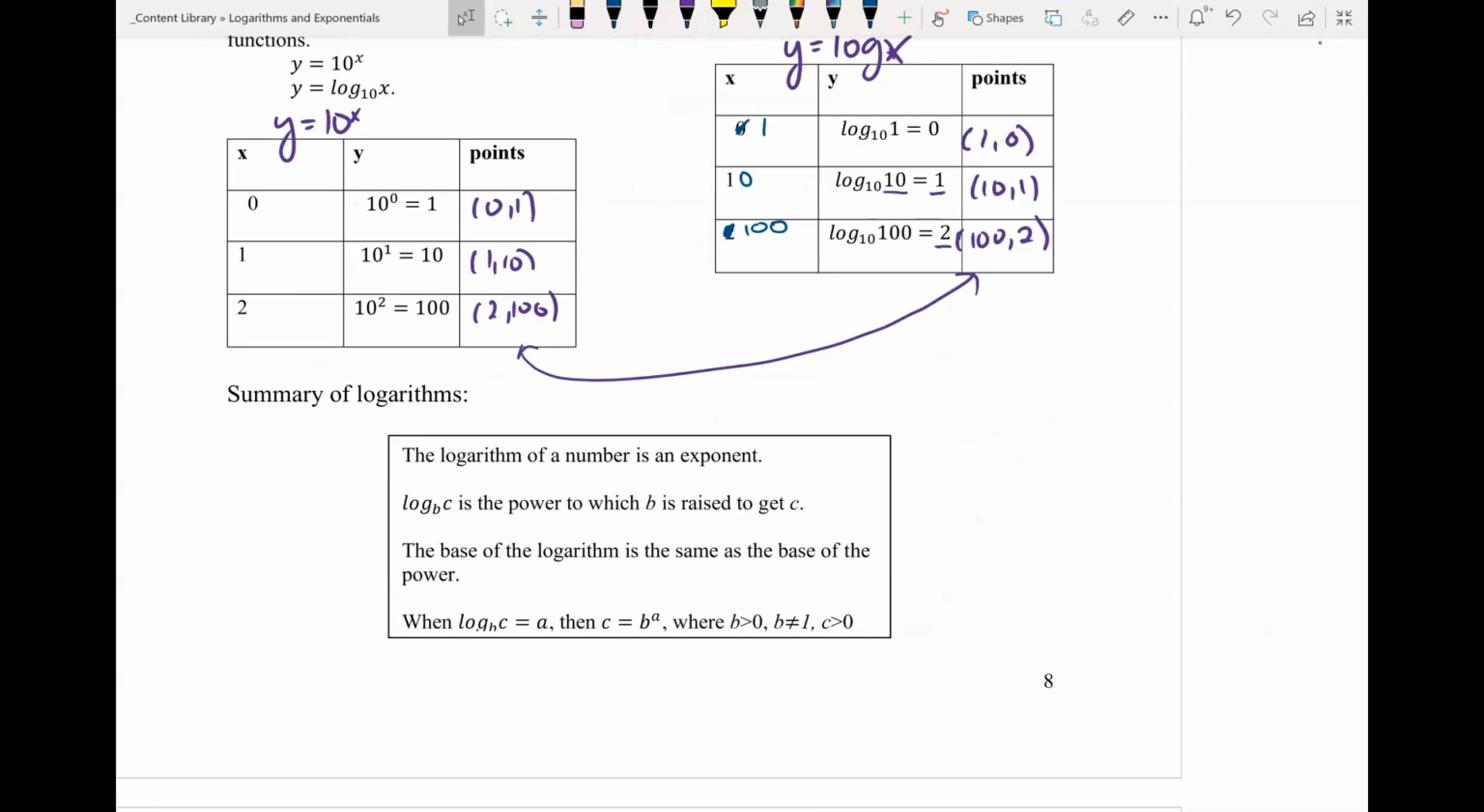So here's a summary of logarithms. The logarithm of a number is an exponent. Log base b of c is the power to which b is raised to get c. The base of the logarithm is the same as the base of the power. And lastly, when log base b of c is equal to a, then we can write c is equal to b to the power of a, where b is greater than 0, b is not 1, and c is greater than 0.